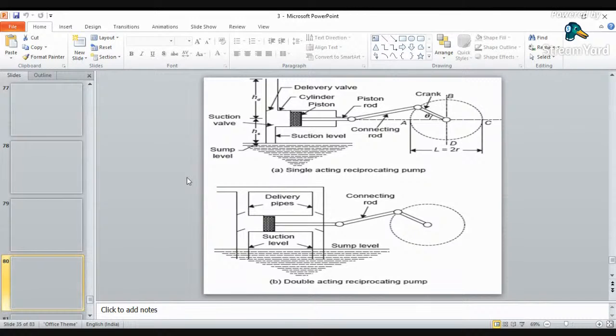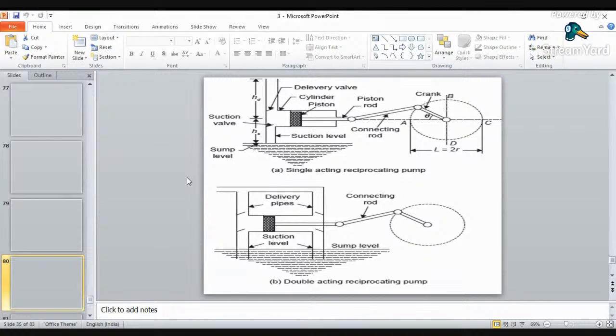Then how does it work? This pump consists of a piston that moves forward and backward in a closed fitting cylinder. The movement of the piston is obtained by connecting the piston rod to the crank. By means of the connecting rod, the crank is rotated by an electric motor. The suction and delivery pipes with a suction valve and a delivery valve are connected to the cylinder. Okay, the suction and delivery valves are non-return valves which will allow the water to flow in one direction only.